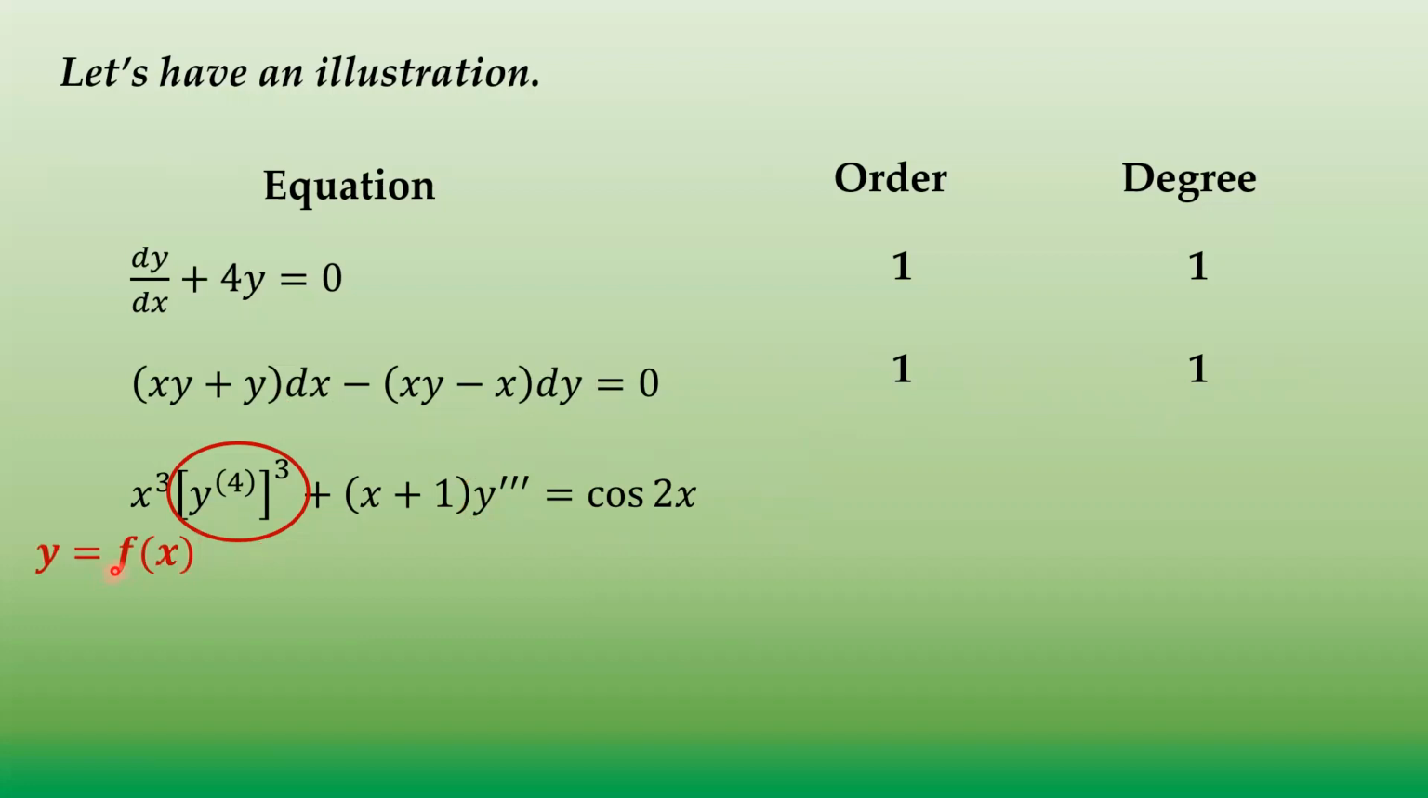Diba? Sa higher derivatives, first derivative is y prime. Second derivative is y double prime. And we have third derivative as y triple prime. Pagdating na ng ating fourth derivative, ito na ang symbol na ginagamit natin. Sa fifth, magiging 5 lang yan, hanggang nth derivative, magiging letter n.